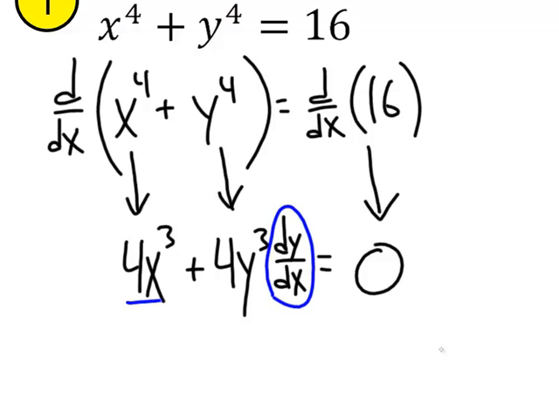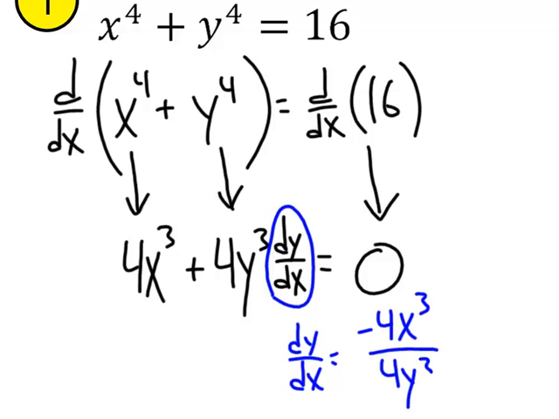So I'm going to subtract this 4x cubed over and then divide by the 4y cubed. And that would give me dy over dx. And then I realize that the 4's go away, and I just get negative x cubed over y cubed. And I put a box around it.